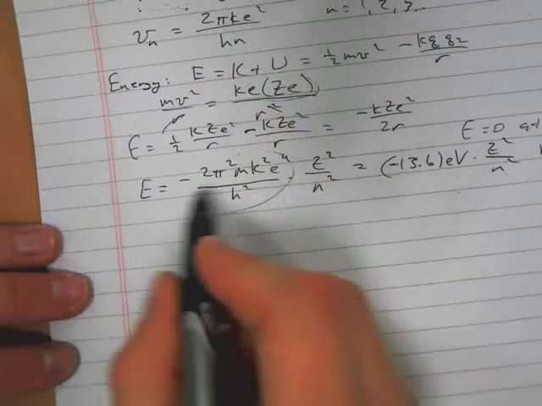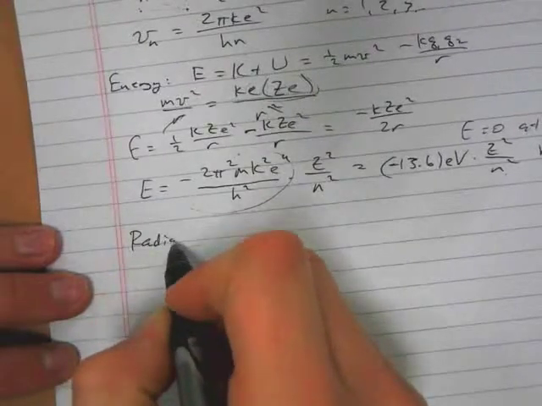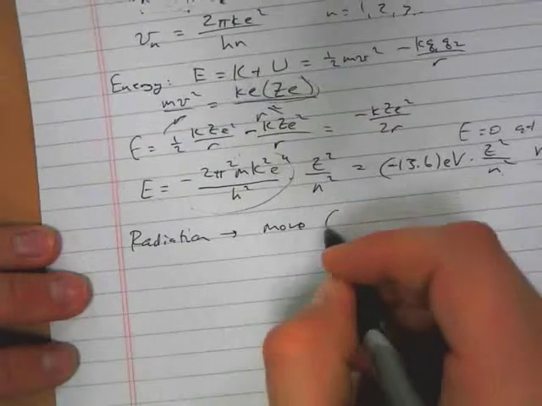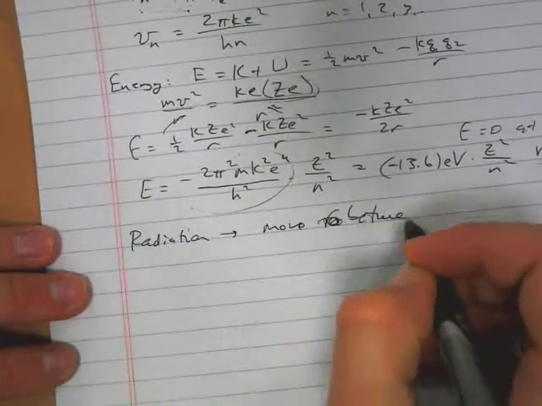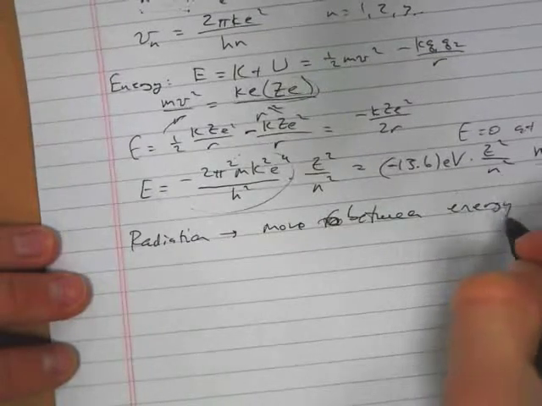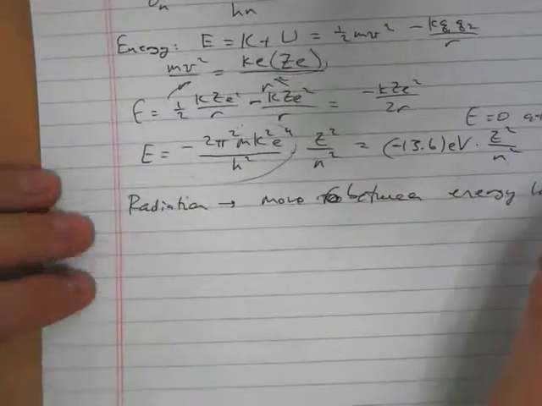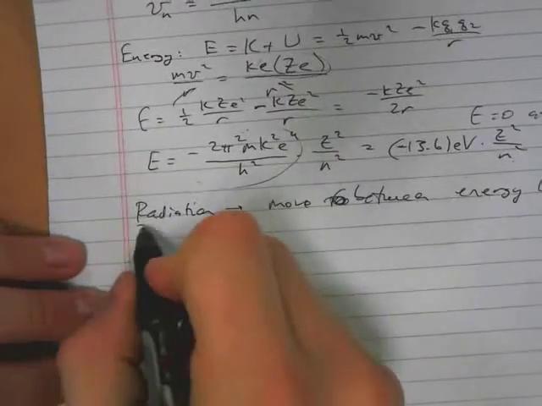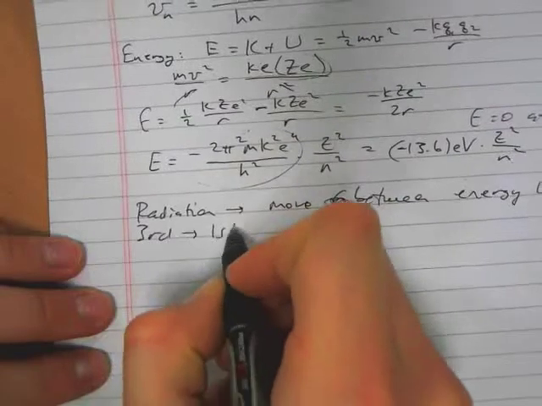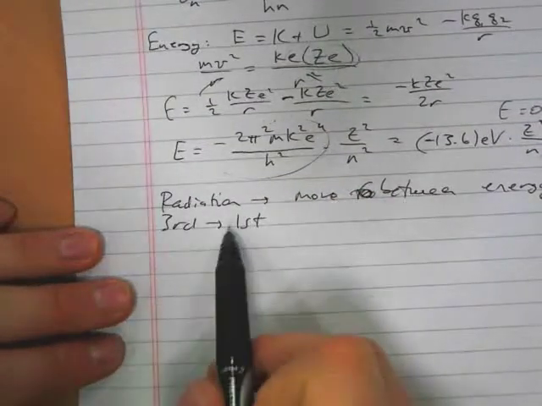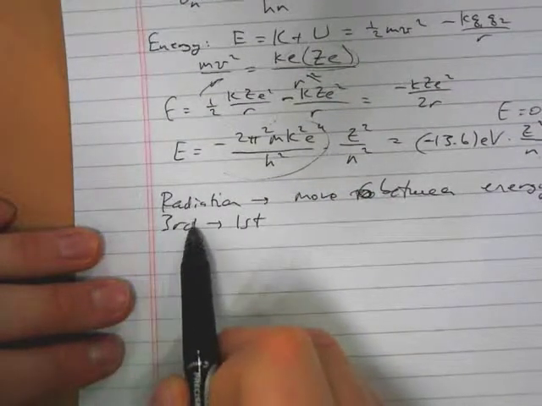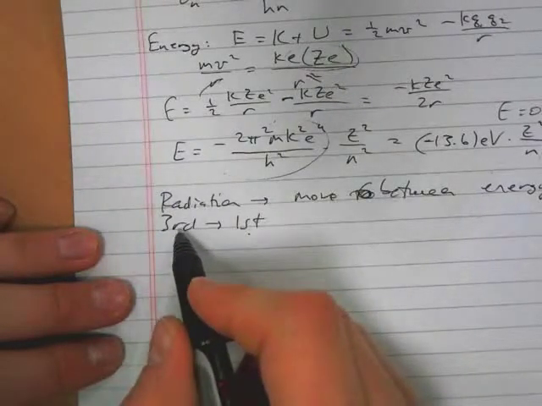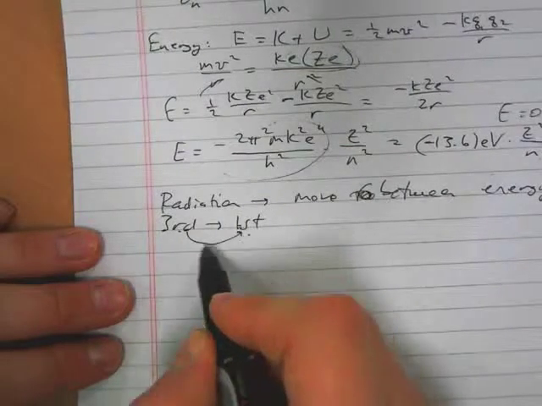Now, radiation, as Bohr said, occurs when we move between energy levels. So let's say, for example, we go from the third energy level to the first. An electron absorbs some energy somehow, it gets excited up to the third energy level, and then it goes down to the first, and it does so. This energy then is given off in the form of a photon.